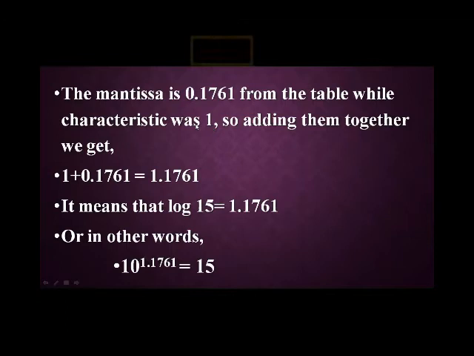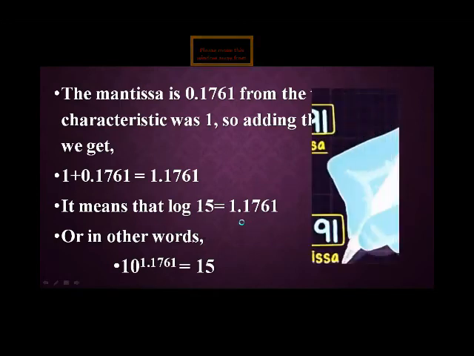We remember the characteristic is 1, so adding them together, 1 plus 0.1761 is 1.1761. So log 15 is equal to 1.1761, or if we convert this into the exponential form, you will write its base is 10, exponent 1.1761 is equal to 15.